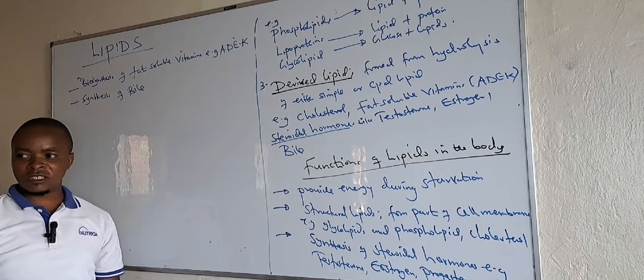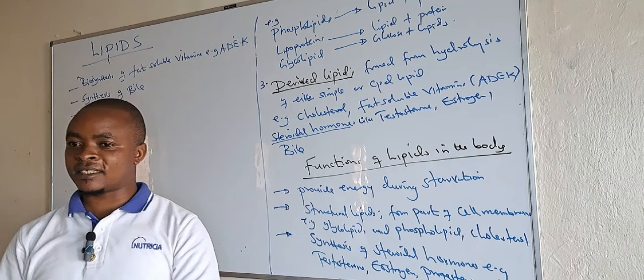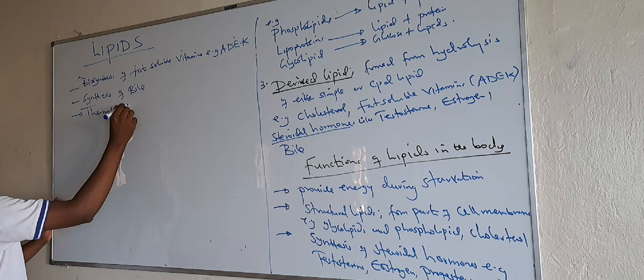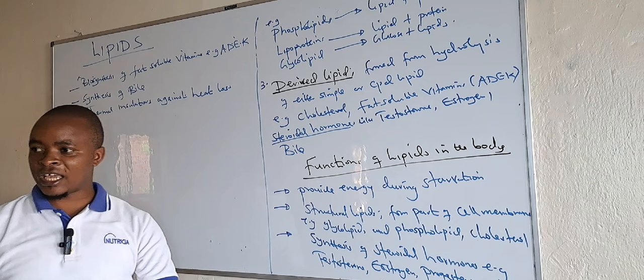Then we can also use the lipids because they enable us as body insulators against heat. So they act as thermal insulators against heat loss. These are lipids found under the skin. They enable us not to lose much heat to the surroundings.